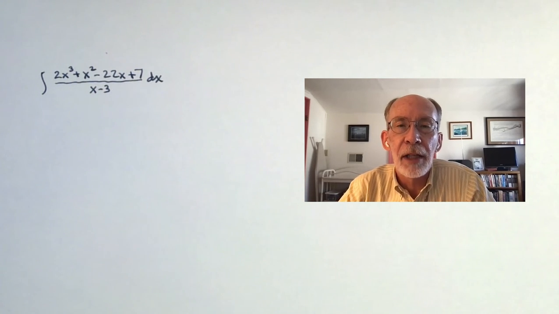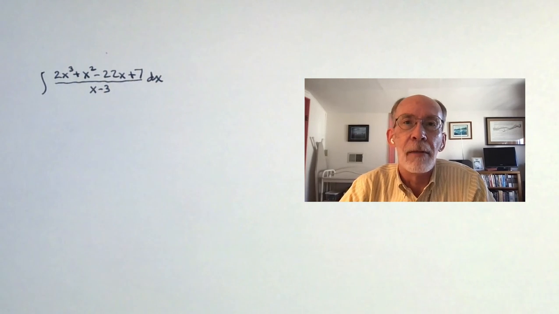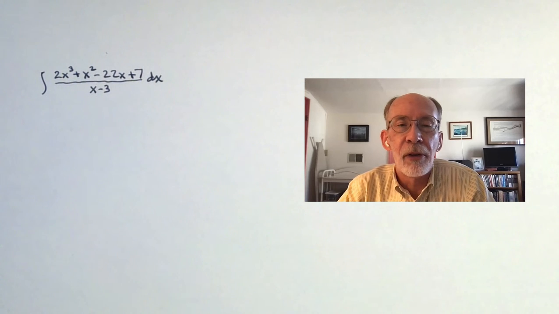Welcome to a video on integration in which we will look at long division as a way of re-expressing improper rational functions so that they can be integrated more easily or integrated at all. We'll have two examples, the first of which you'll see on the screen. It's the integral of 2x cubed plus x squared minus 22x plus 7 all over x minus 3 dx.